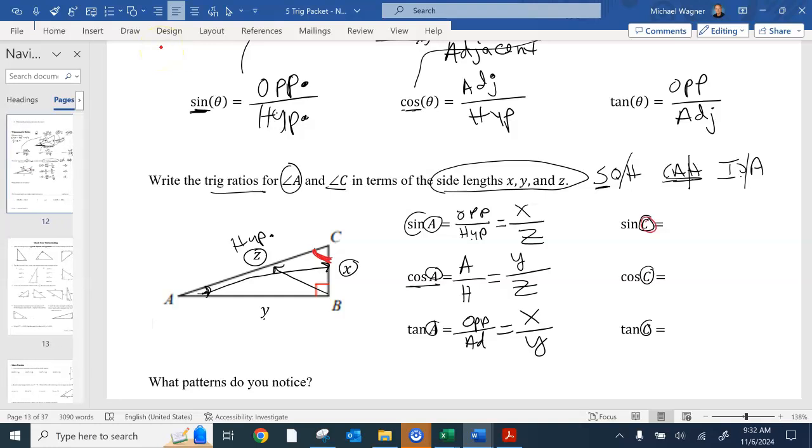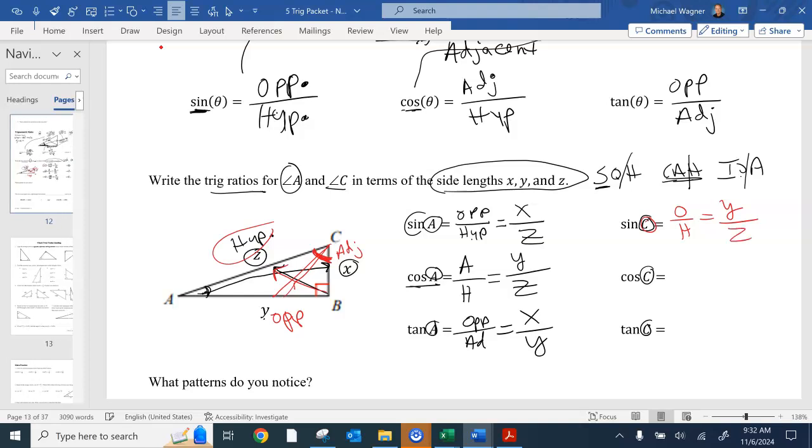So what is the opposite of C? From this perspective, now Y becomes the opposite, right? From C, this still stays a hypotenuse. It's always the opposite of the 90, which means the only one left over is the adjacent, which is X. So sine is opposite over hypotenuse. In this case, opposite is the Y. Hypotenuse is still the Z. Okay, good.